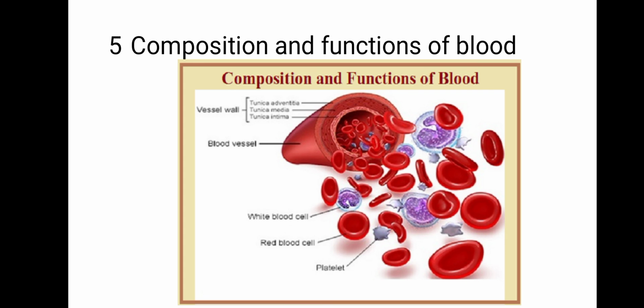Composition of blood. Plasma, red blood cells, white blood cells, platelets. Blood plasma 55%. Cellular elements 45%. RBCs, erythrocytes. WBCs, leukocytes. Platelets, thrombocytes. Plasma is a pale yellow-colored liquid component of blood that holds the cellular elements of blood in suspension. Constituents of plasma.